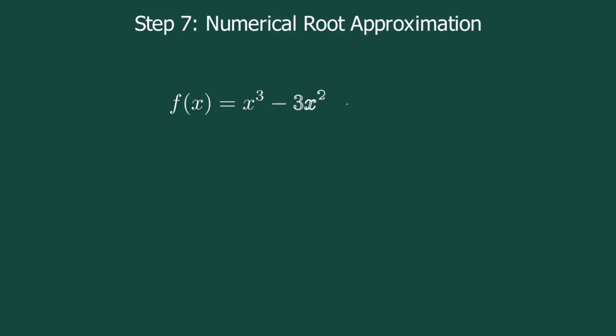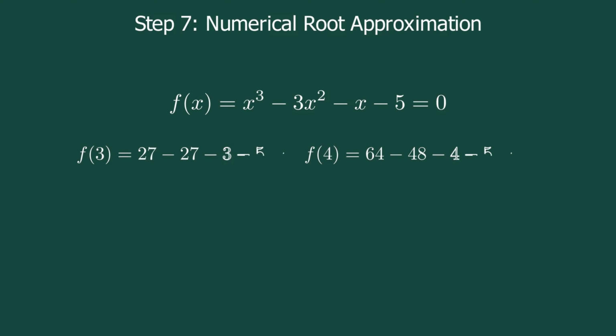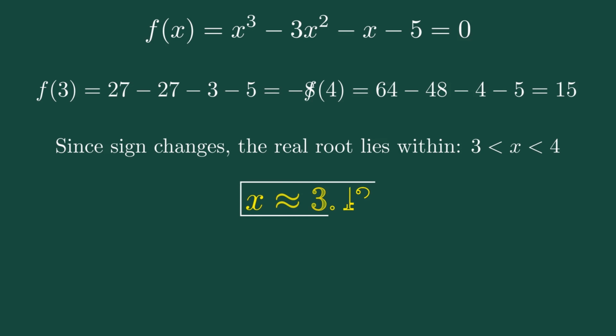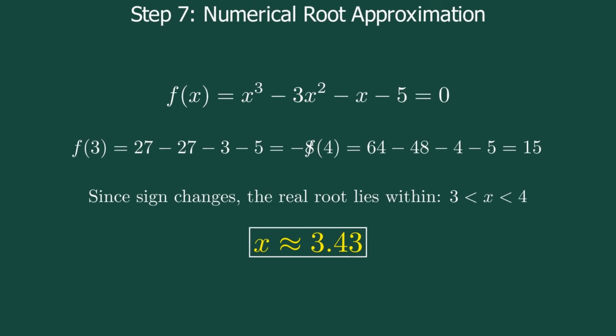Since there are no simple integer roots, we estimate the real solution. Evaluating the polynomial at x equals 3 gives us negative 8. Evaluating the polynomial at x equals 4 gives positive 15. Since the sign changes between 3 and 4, the solution must lie between these two numbers. Using numerical approximation, we find x is approximately equal to 3.43.